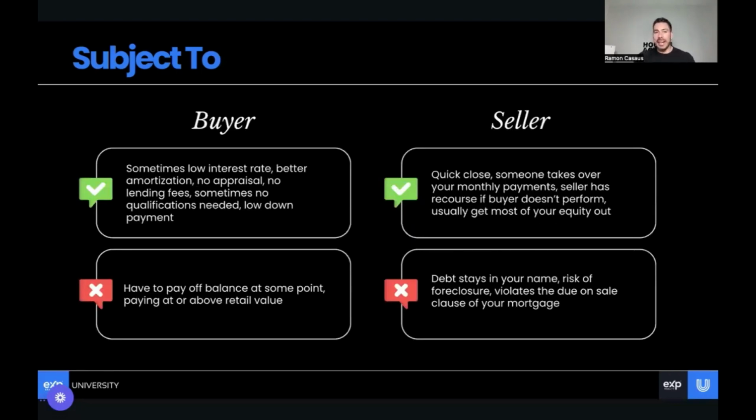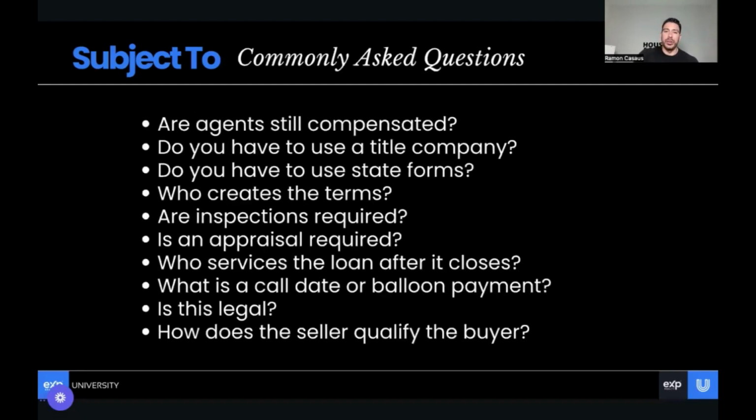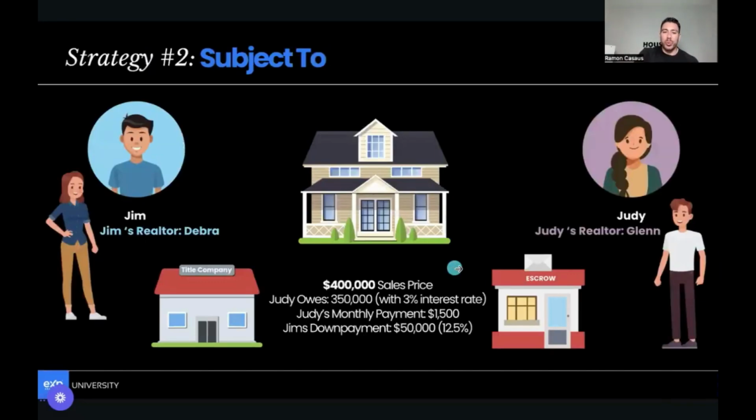Okay, we made it. Subject to pros and cons for the buyer and for the seller. So let's start with the buyer. We'll start with the pros. Sometimes low interest rate. Now, if you go back to the original transaction here, what's really attractive for Jim in this scenario? It's this 3% interest rate because today the interest rate's 7%. It is almost impossible to get a 3%, except it's possible in a subject to style of transaction. So when you think about what's in it for Jim, well, this 3% interest is a major factor.